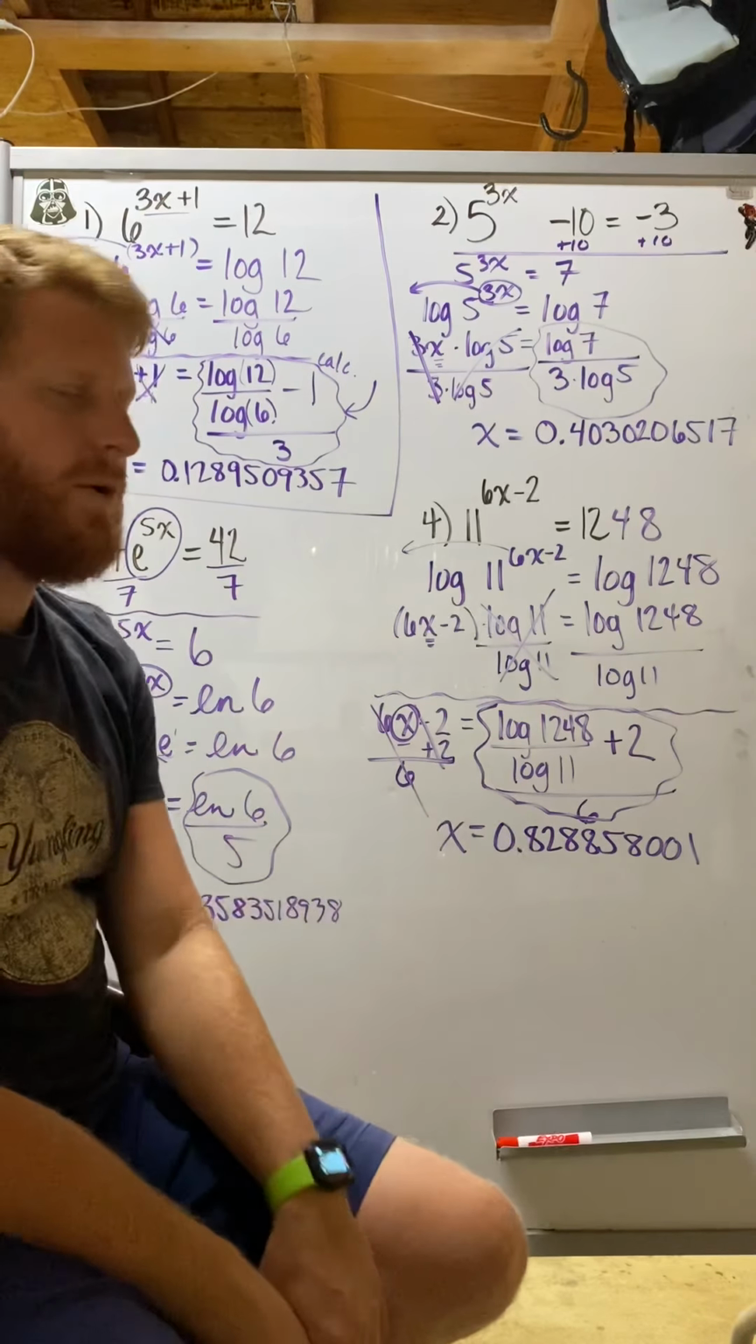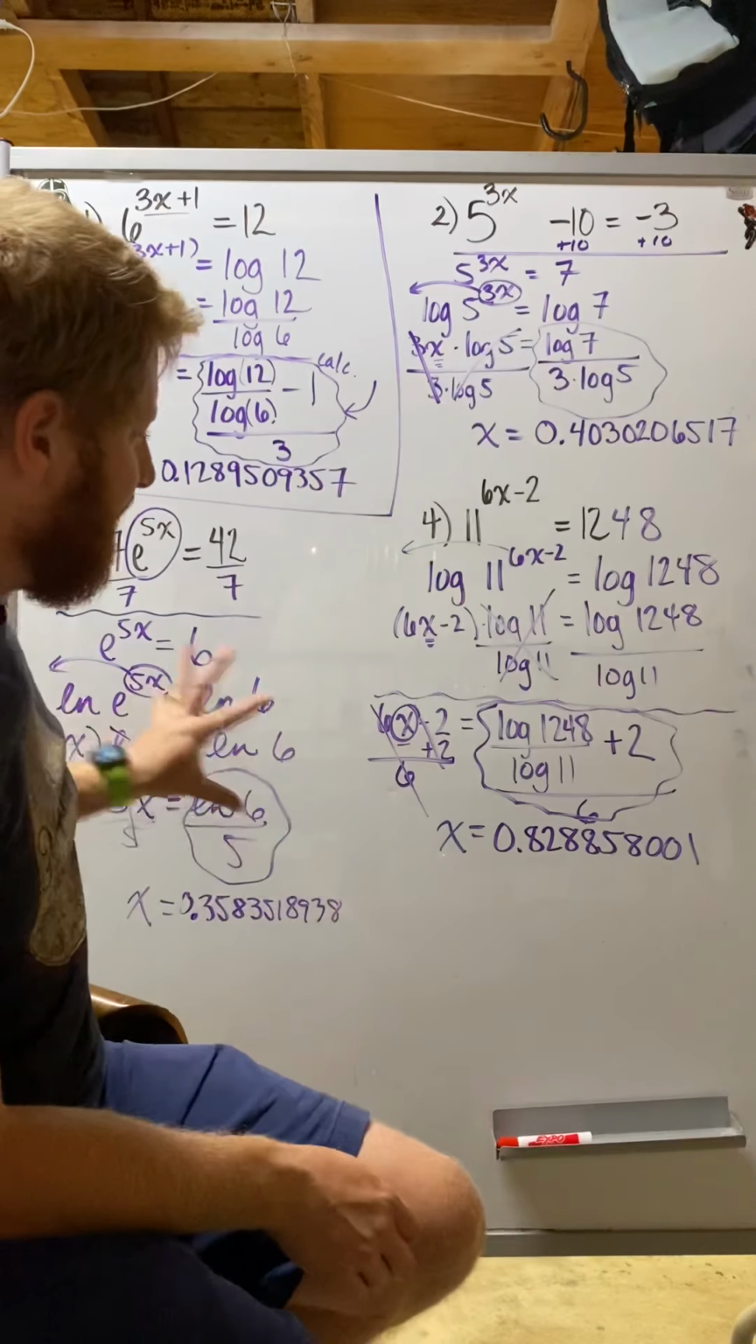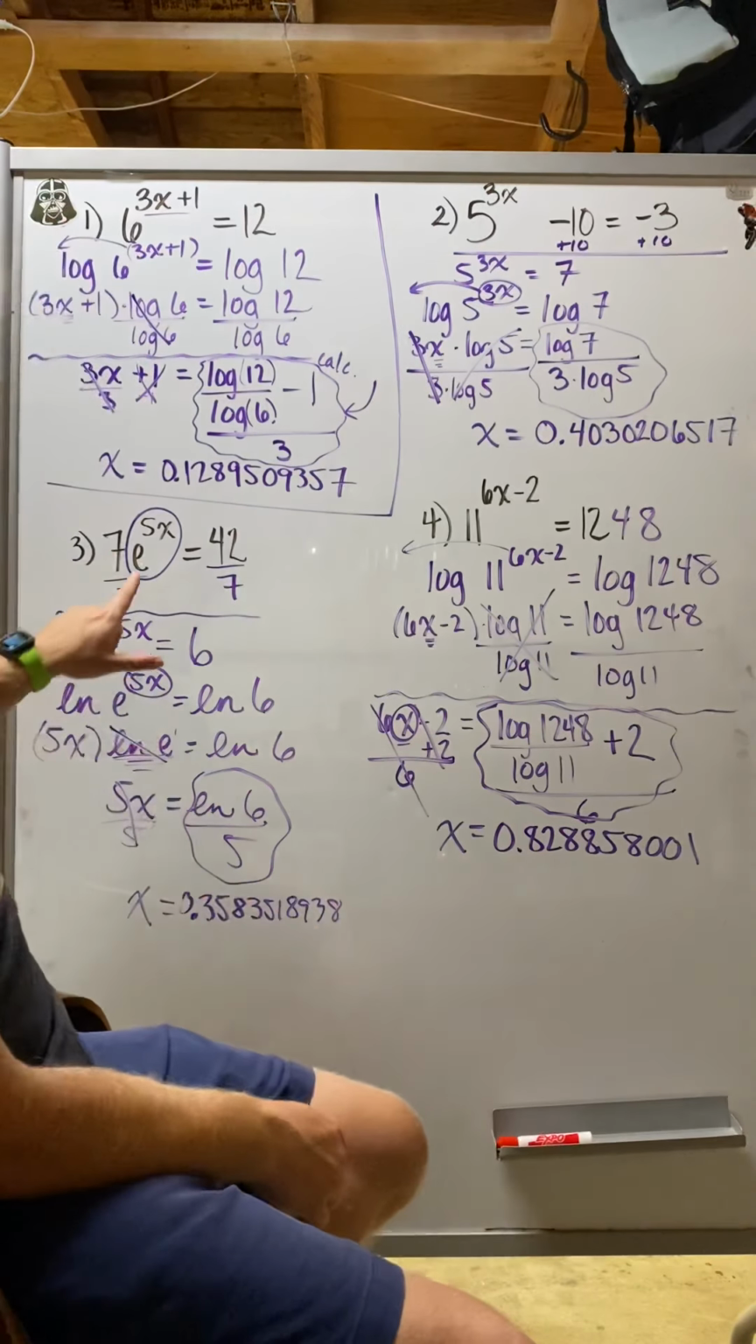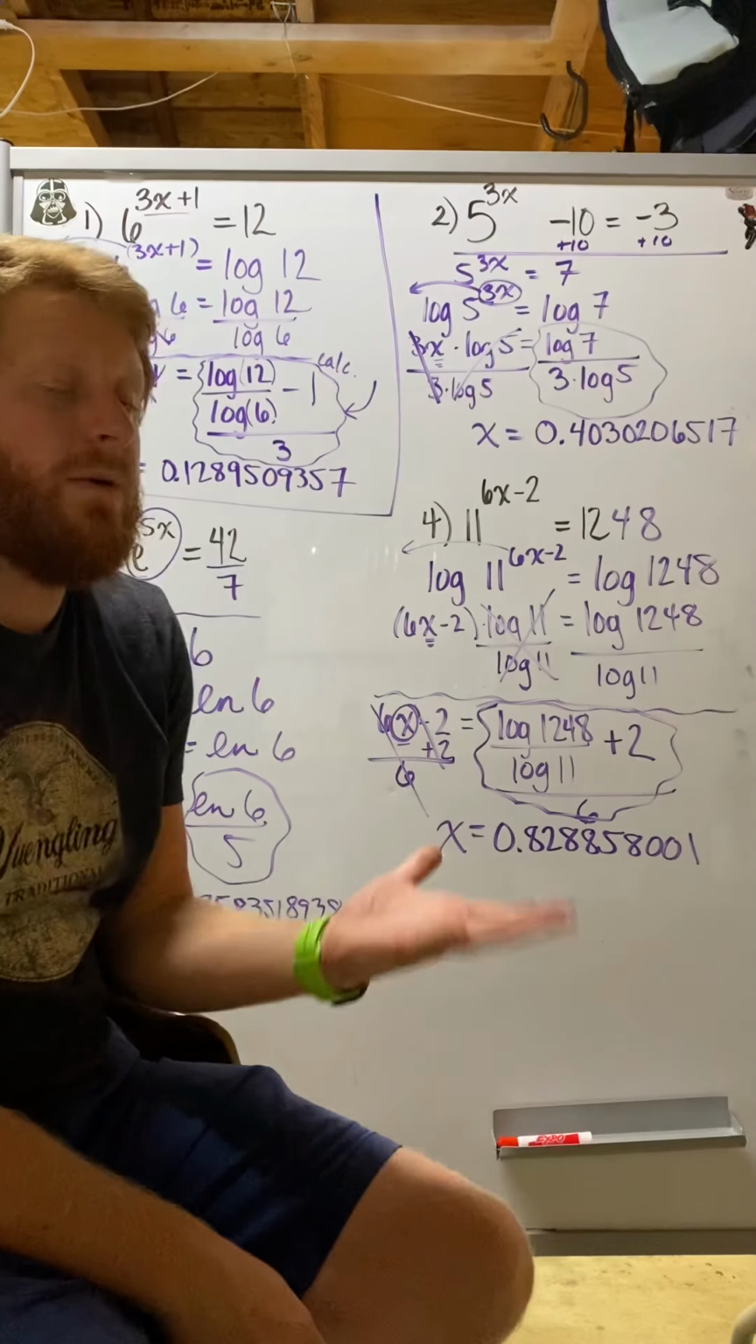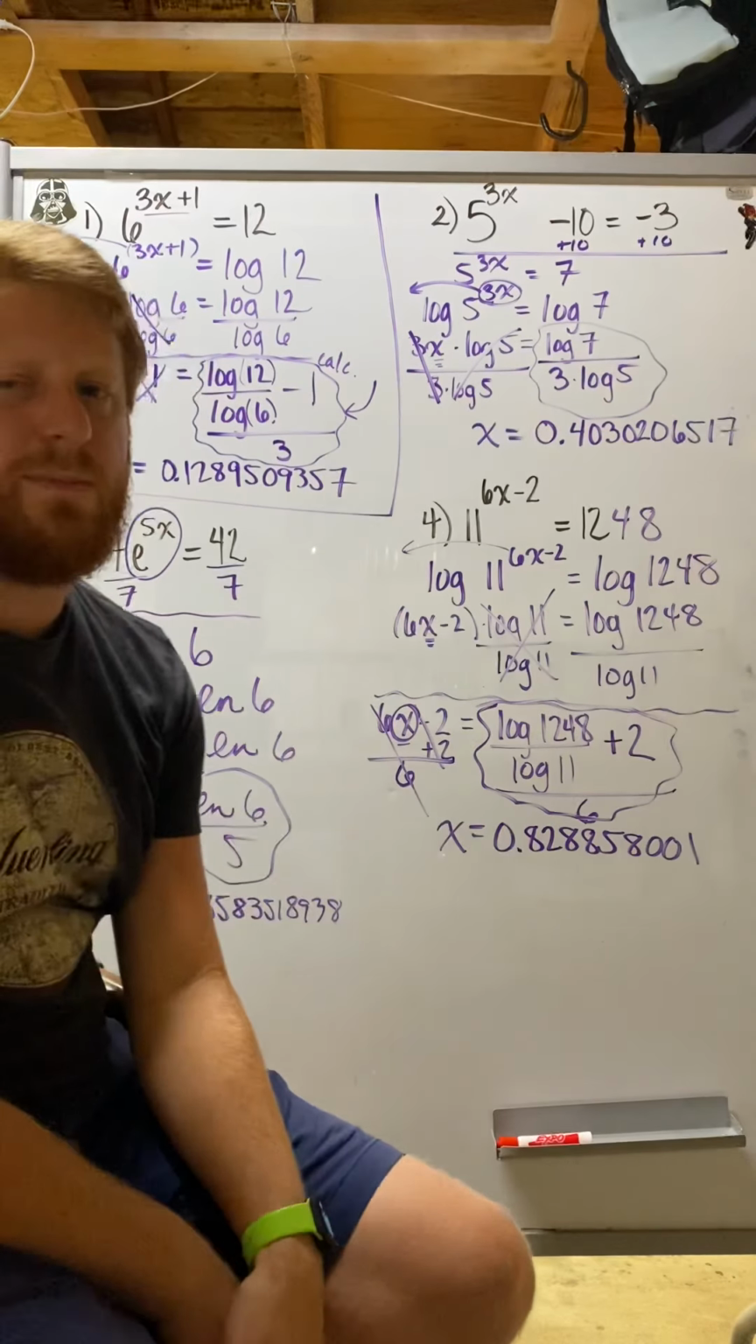You will have some weird questions, but they're all going to kind of feel just like this. If you see a base of e, use that natural log, or don't. It's just going to make a crappier expression later.